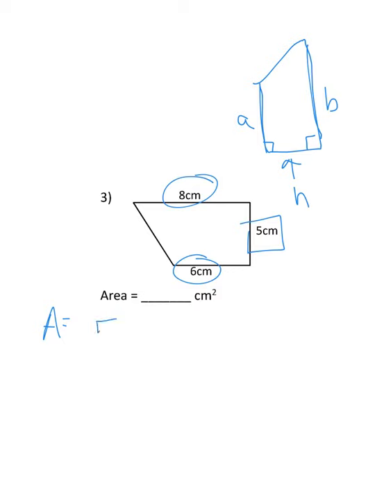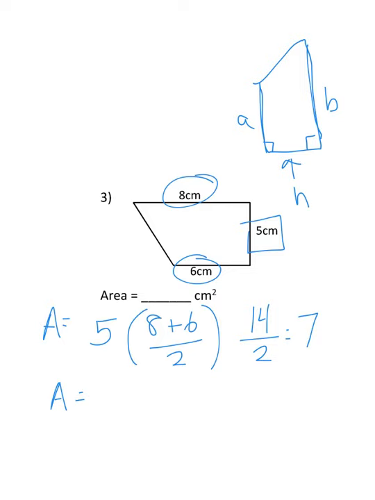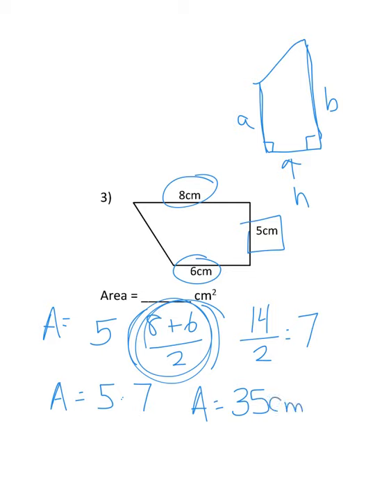So in this case, we're going to go 5 times 8 plus 6 divided by 2. Okay? So the area will be 8 plus 6 is 14, divided by 2 is 7. So height 5 times all this stuff, which we calculated to be 7. 5 times 7 is 35, so the area is 35 centimeters squared. Go ahead, screenshot that as well. I'm going to do one more example, and then I'll tell you what your homework is.